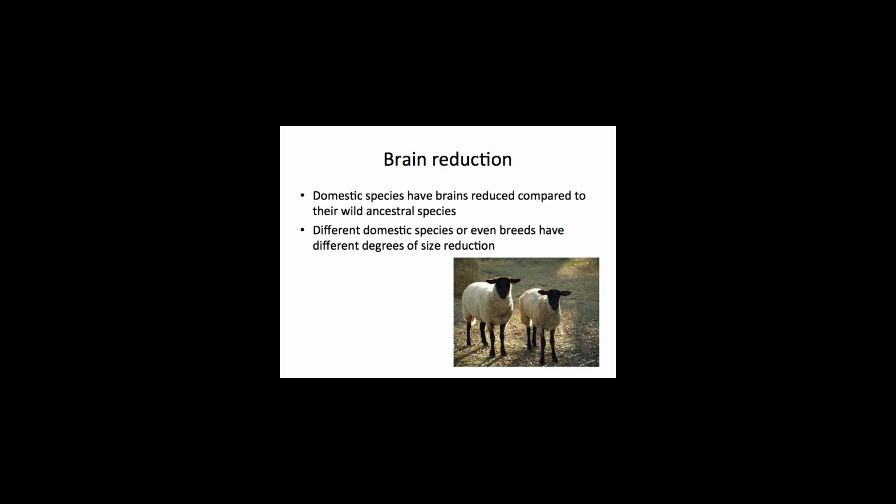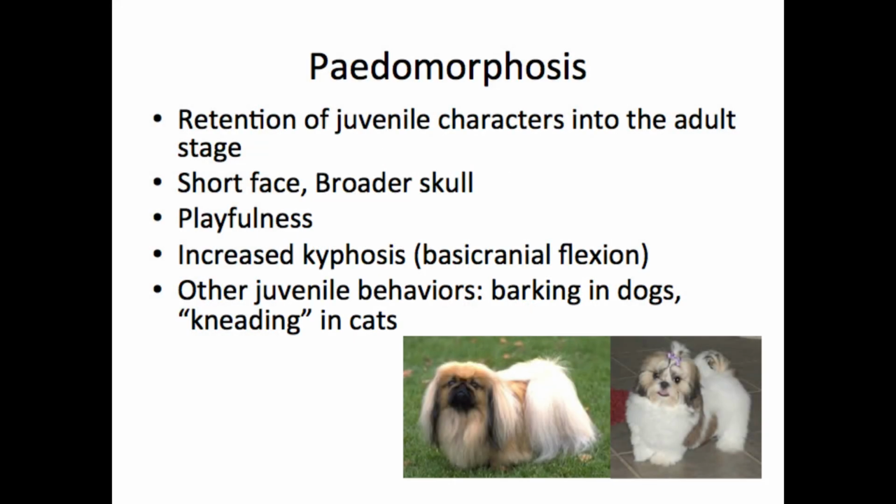Dogs are a good example. Dogs have a much smaller brain than a wolf does. Another characteristic that goes along with the docility is paedomorphosis. And that's the retention of juvenile characteristics into adulthood. And these animals have a baby face all the way into adulthood. Dogs have a very large forehead. They have a puppy face.